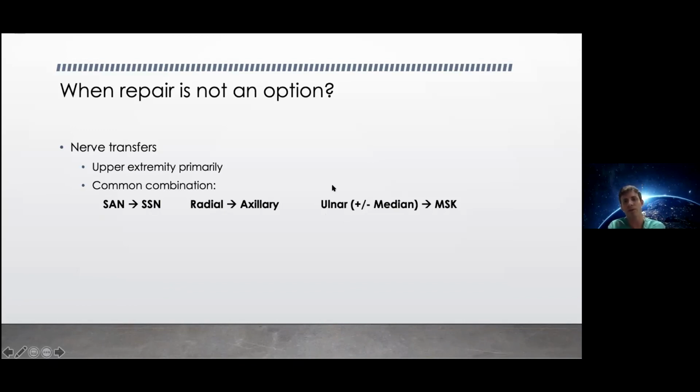So ulnar plus or minus median to the musculocutaneous, that's called the Oberlin transfer. And then we've been doing from a posterior approach, I'll have to review the data on this, but we'll do the spinal accessory to suprascapular and the radial to axillary transfers. So we're trying to reestablish the sort of bicep elbow flexion and the shoulder abduction deltoid.